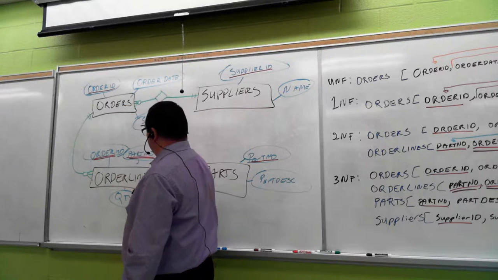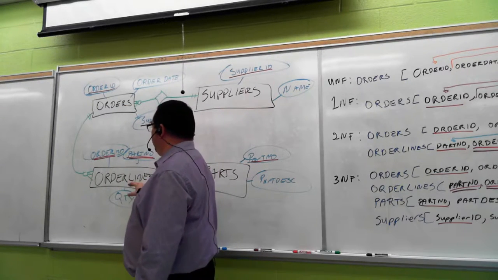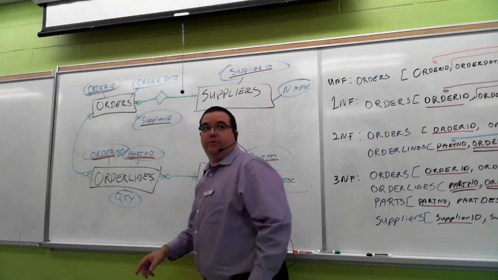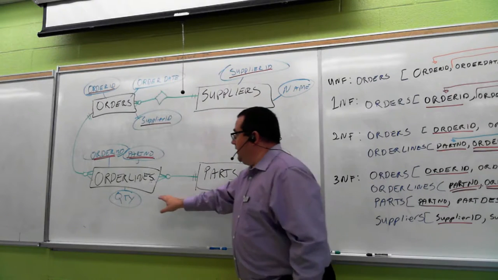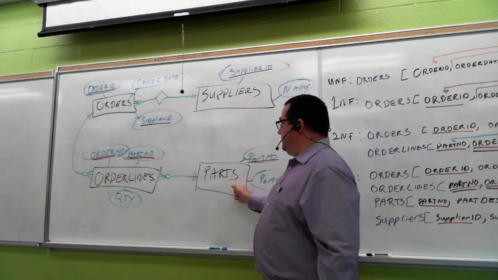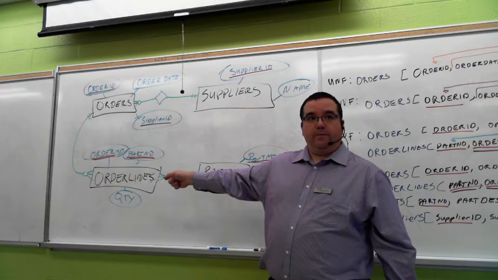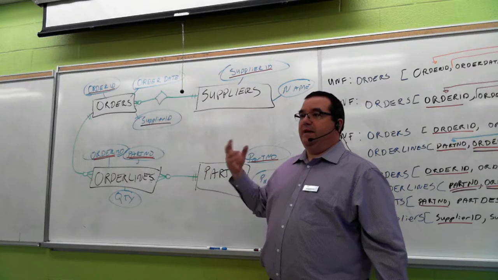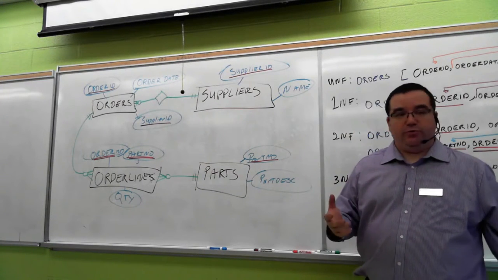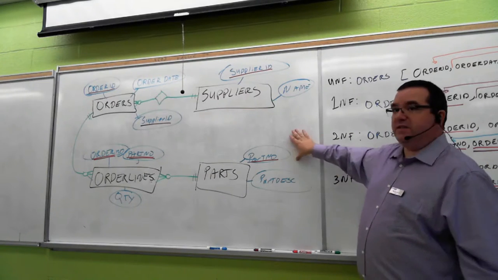Each order can have many order numbers. I mean, many order lines, but each order line must have an order, because you can't have an order line without an order. And each order line is also made up of a part number, which is fed from parts. Each part can be in zero, one or more order lines, and each order line must have at least one part, and at most one part per order line. Which brings us to this, turns into this.